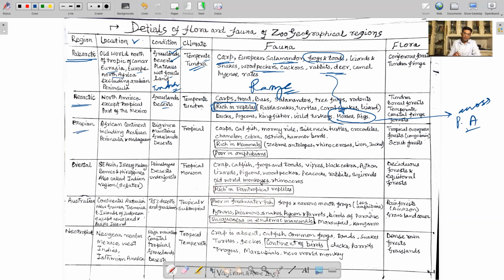Ethiopian realm, this is very similar, I said, to parts of the neotropical. There is a lot of similarity here. Mention location where it is. Big rivers, mountains, grasslands, deserts, tropical type of climate. Rich in mammals, again, in particular, large mammals. It does not have too many big rivers, does not have too many large lakes. So amphibians have not developed well here.